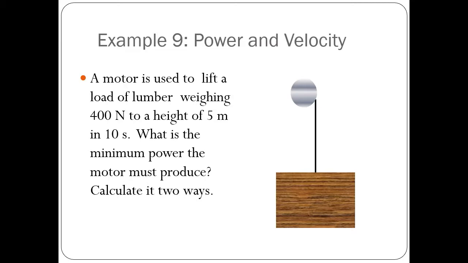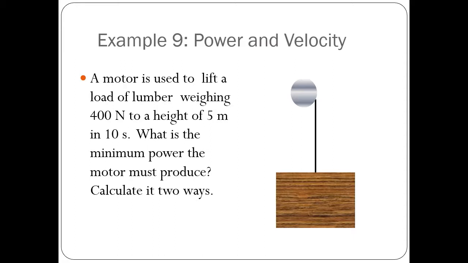And now, if that was applied over a height of 5 meters, that is 2,000 joules. And that much work is being done on the lumber in 10 seconds. So 2,000 divided by 10 is 200 watts would be the minimum power.